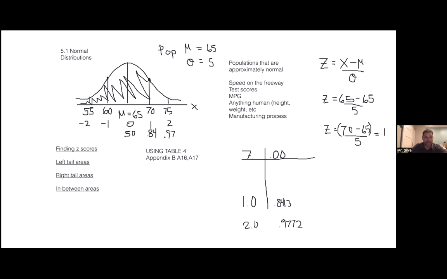How about -1? That's about 0.16. I'll be more exact. I'll put all these numbers on there. 0.8413. So I know what this number is. 1 minus 0.8413 is 0.1587.